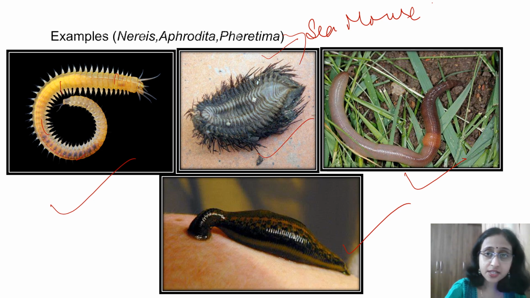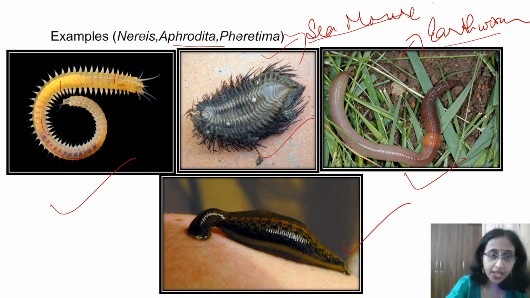This is earthworm, or it is called Pheretima. So the common name is earthworm. Here the common name of Aphrodita is sea mouse. The common name of Pheretima is earthworm, and this is Nereis. So Nereis is also called the sandworm.